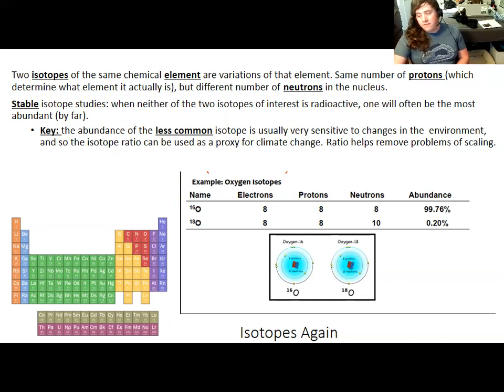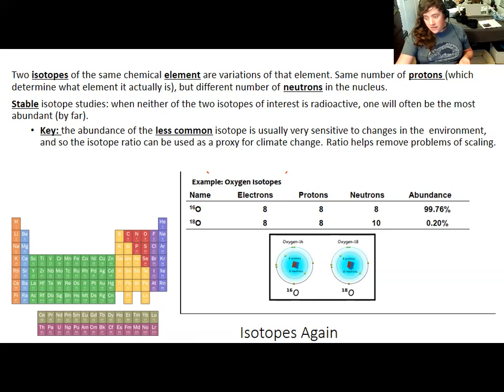And the abundance of the less common isotope is often going to be very, very sensitive to changes in the environment. And we employ the ratio of the less common isotope to the more common one because the ratio between the two is actually more useful and makes it easier to compare data from different time periods than looking at the absolute numbers. And that is a scaling issue. Different samples of air might have different numbers of oxygen atoms that are very different scaling wise. One could hypothetically have millions and the other could hypothetically have billions, which would make it hard to compare absolute numbers.